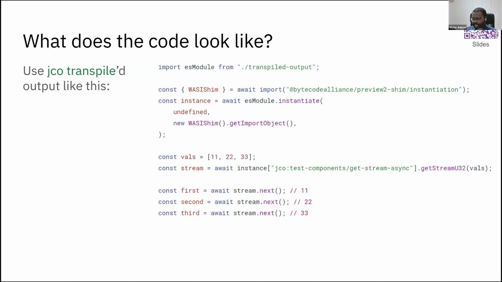And so once you have your module and you've called this instantiate function, you have an instance, and on that instance are exposed the interfaces and functions that you wrote into the world or built into the component. So here we call that get-stream-u32 function, and we just await on the stream that we get out of it, right?